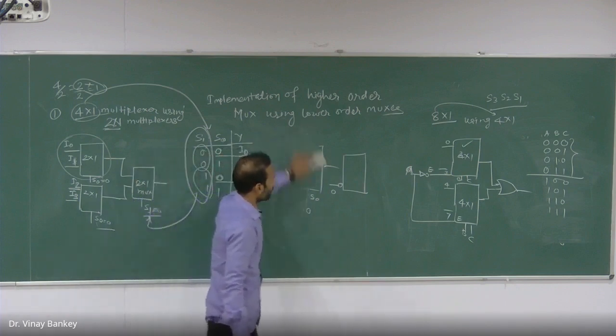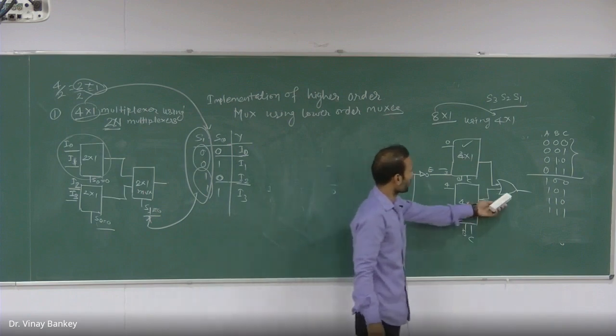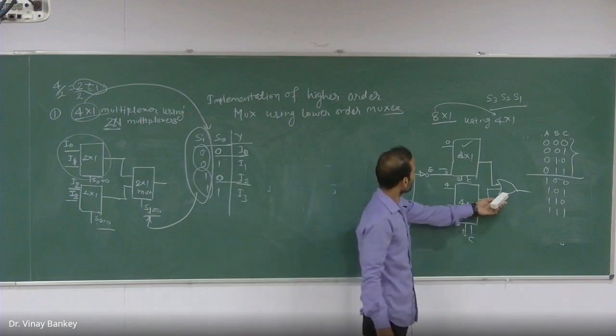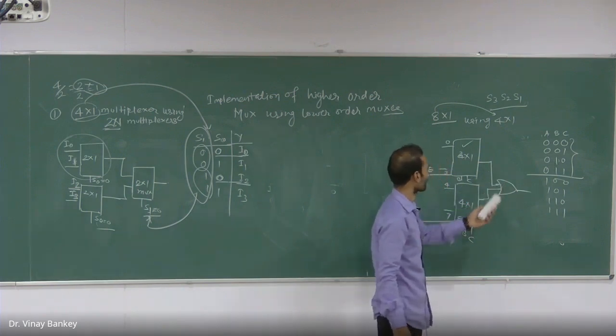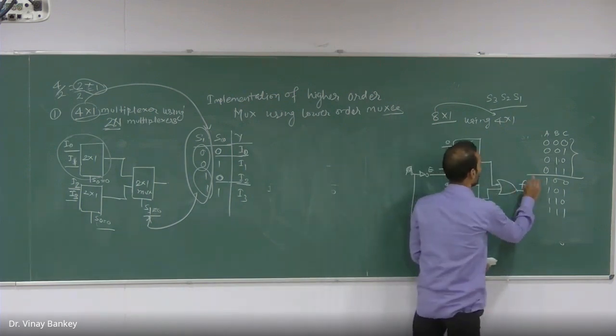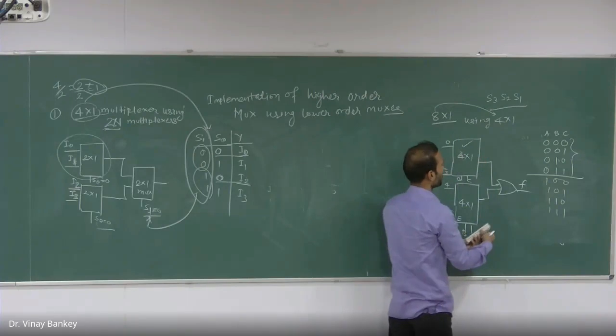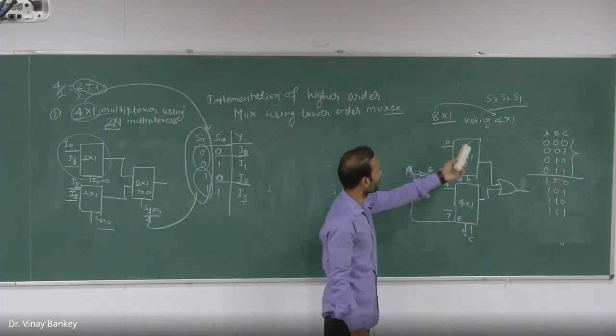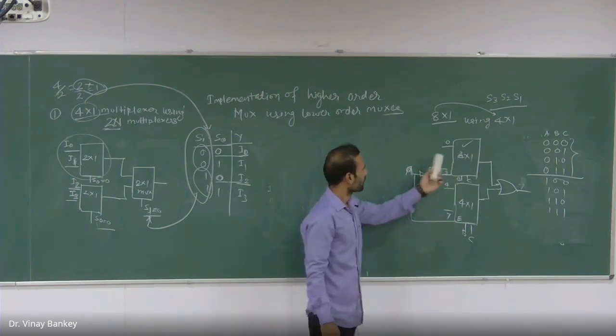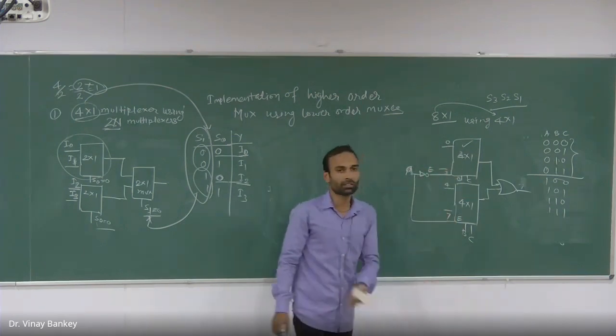Okay, so here we should assign this OR gate to the inputs, and then this function, or not function, it is a multiplexer. This combinational circuit will implement the 8 cross 1 multiplexer.